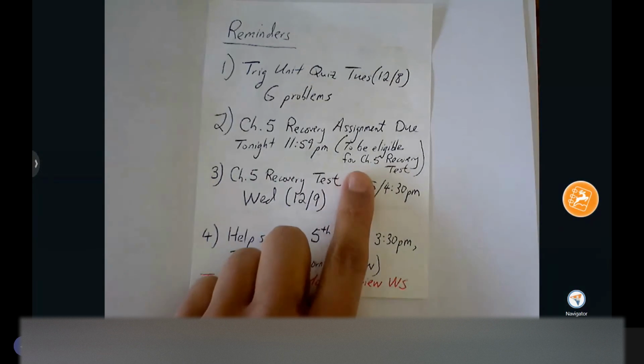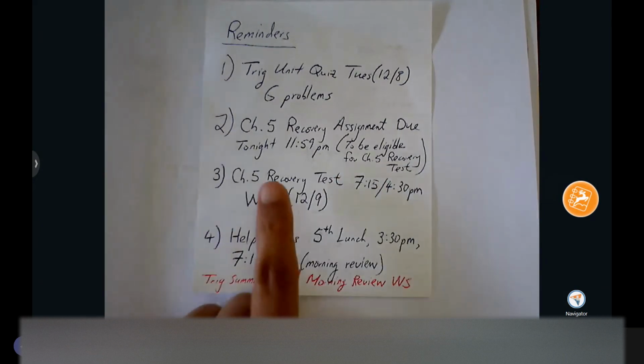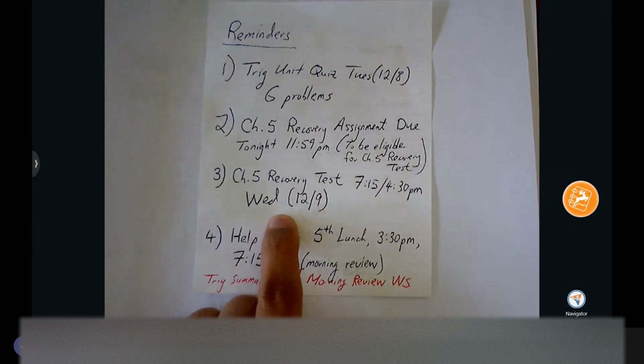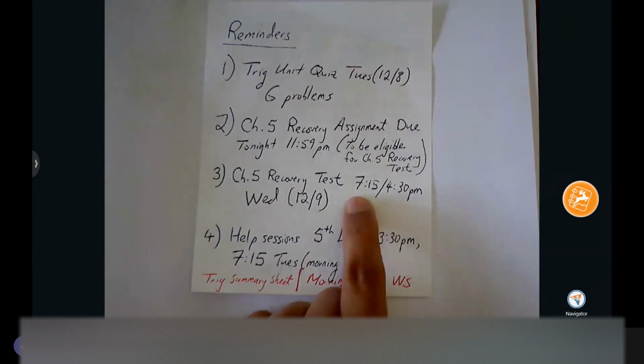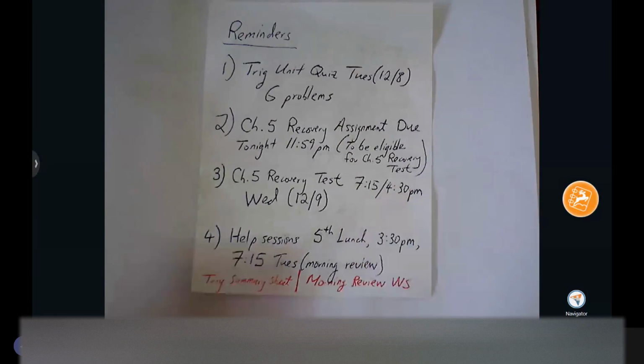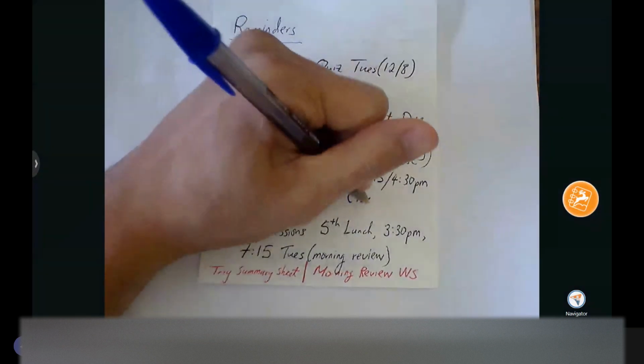And so that recovery assignment includes test corrections, turning in your classwork homework, and then also the assignment from the textbook, where the link is there under that Teams assignment. Your Chapter 5 recovery test is Wednesday. So after you turn in your recovery assignment, you're going to let me know whether you want to do the 7:15 or the 4:30 p.m. time slot. And all this is on Teams. None of this is face-to-face. These are all on Teams.